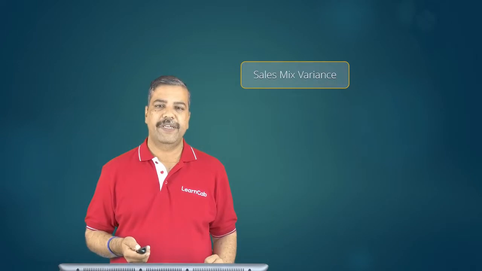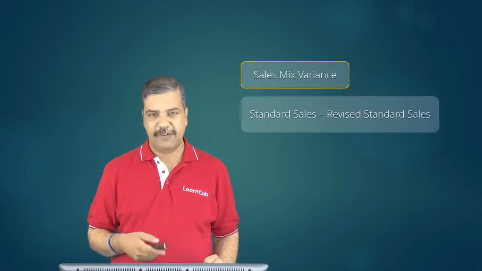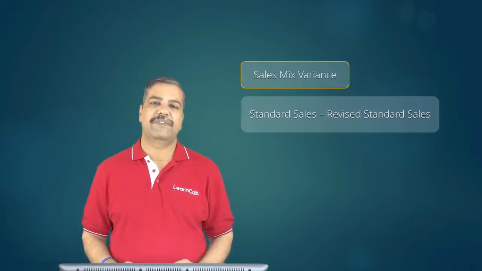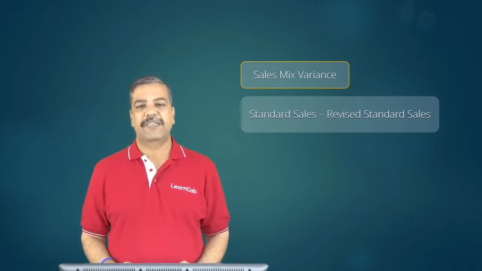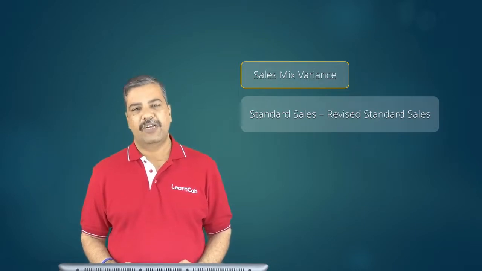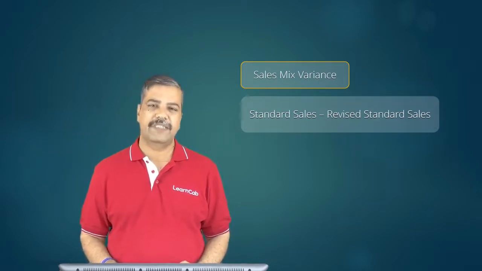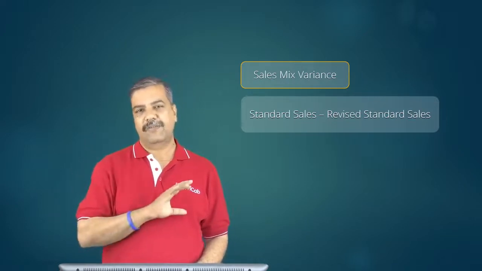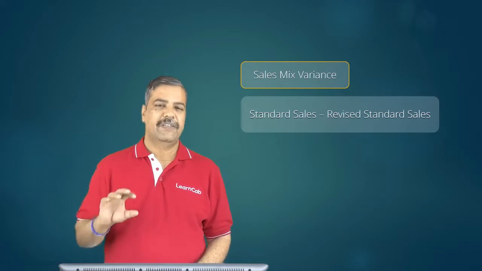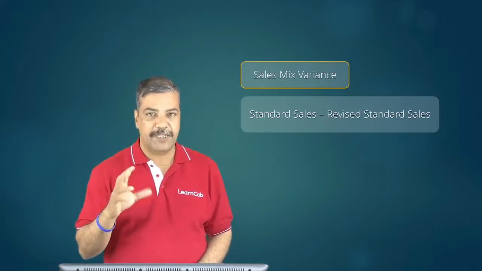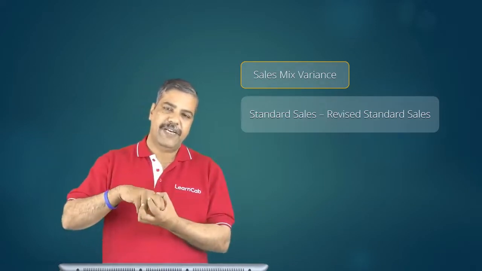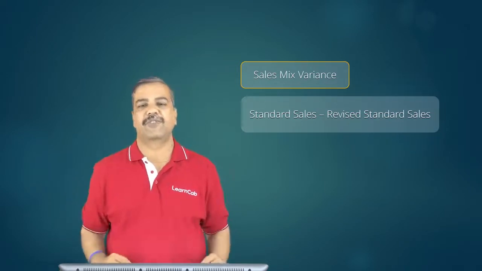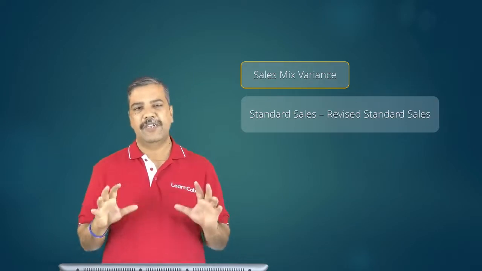Then we have sales mix variance. When I say mix, it means the different components which are getting into the sales, contributing towards your sales revenue. So standard sales minus revised standard sales. Whenever I am revising, I need to revise keeping actuals in mind. So whether it's labor mix variance or material mix variance or whatever it is, please remember, whenever the term mix comes into picture, we need to compare those standards with actuals and take the proportion of actuals to standards. That is how we need to work it out.